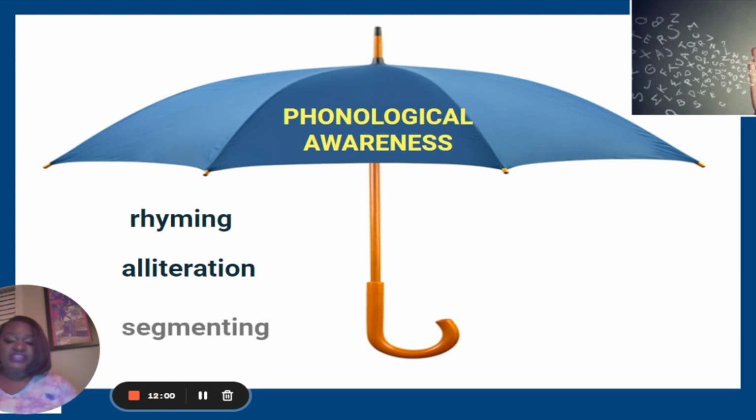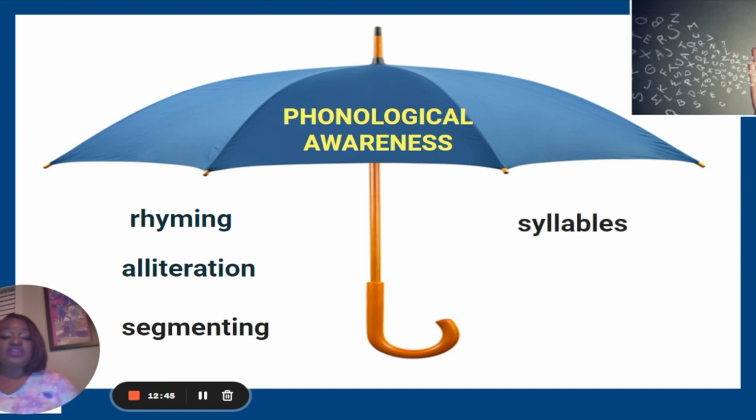Another phonological awareness skill is segmenting. This is when we give our students a word and we ask them to use their touch spelling fingers to tell us the sounds in the word. For example, if I say the word cat, the expectation is for our students to be able to say the sounds in cat, or segment the word cat by saying k, a, t. That is an example of segmenting.